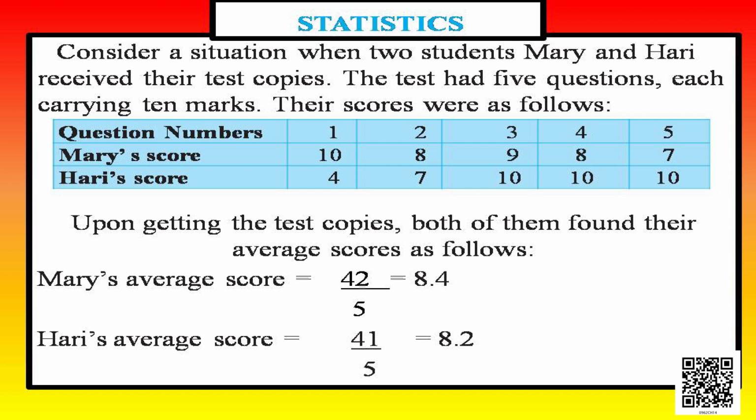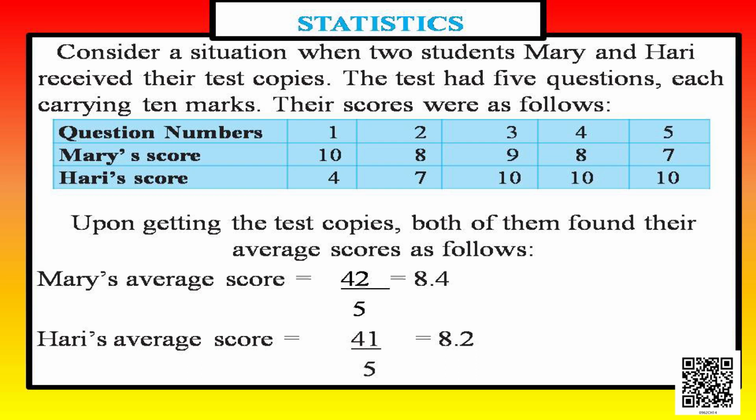That is, in question number 1, she got 10. In question number 2, she got 8. In question number 3, 9. And number 4, she got 8. And in question number 5, she got 7. And in the third row, we are having Hari's score, which is 4 in question number 1, 7 in question number 2, 10 in question number 3, 10 in question number 4 and 10 in question number 5.